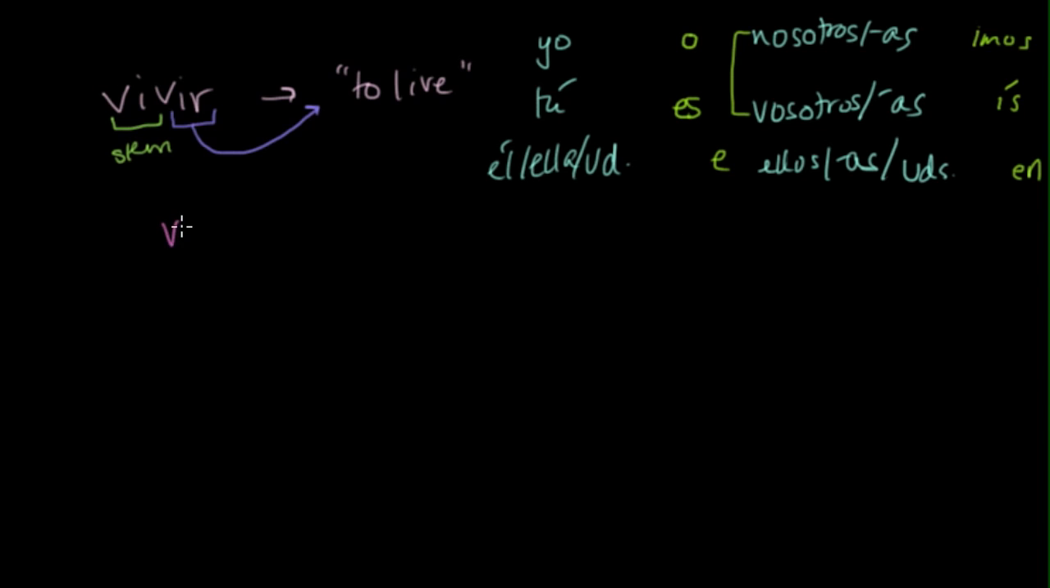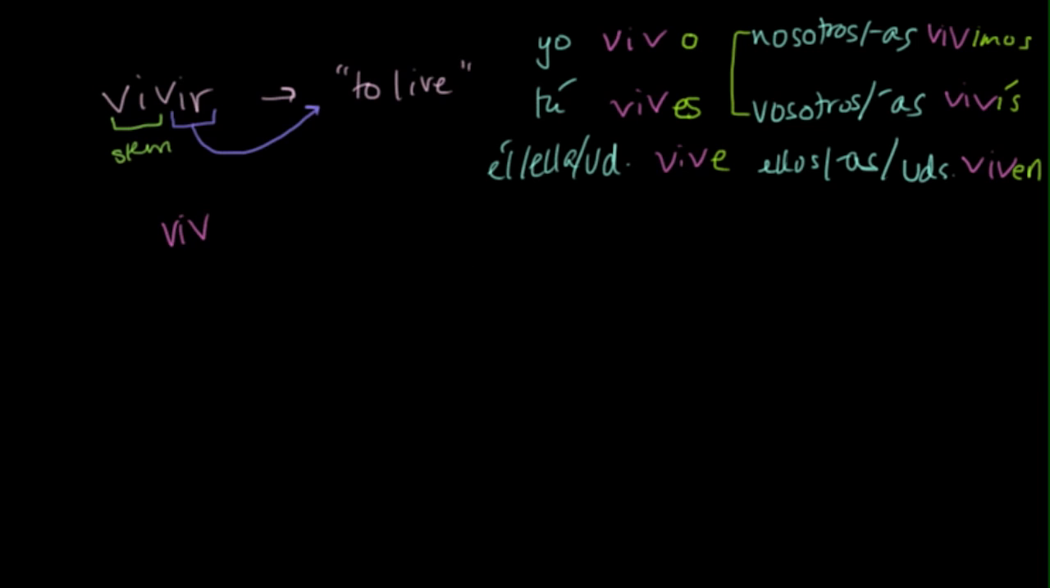So we have our stem, and we're just going to put our endings right on the end of it. So we have yo, stem and ending, yo vivo, I live, tú, stem and ending, tú vives, you live, él, ella, usted, stem and ending, él, ella, usted vive, he, she, or you live, nosotros, nosotras, stem and ending, nosotros, nosotras vivimos, we live, vosotros, vosotras, vivís, you plural live, ellos, ellas, ustedes, stem and ending, viven, they or you plural live.